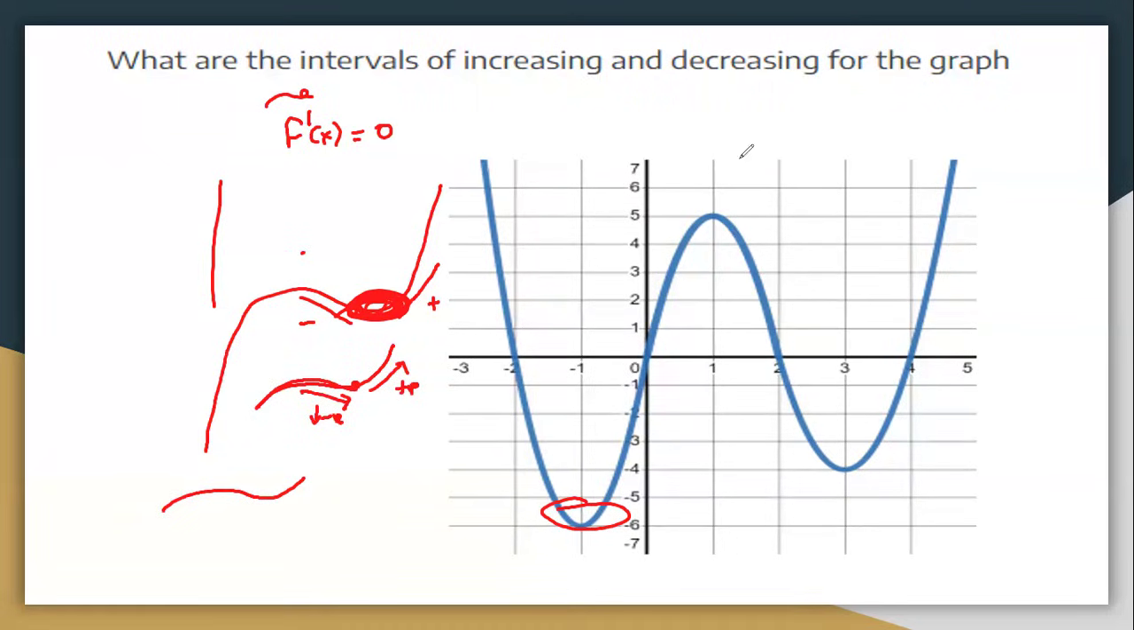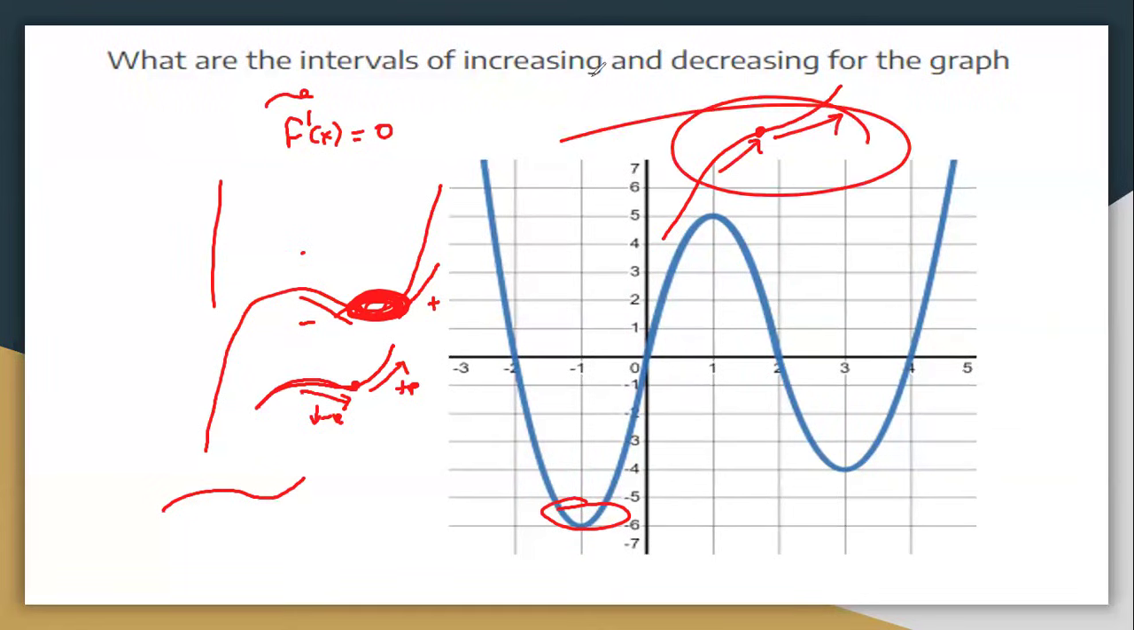But if your graph is like this, something like this, here you cannot tell us, here it is increase, here it is what? Increase. So there is no point. So you look at the graph specifically. Look at that graph.